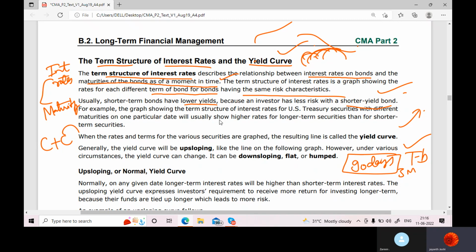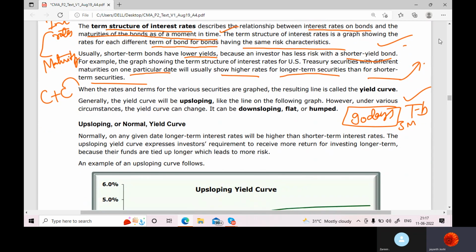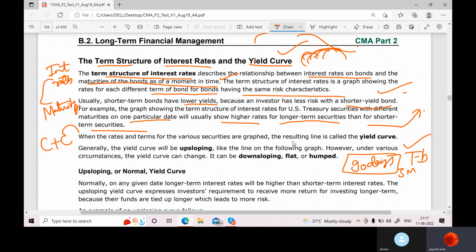The graph showing the term structure of interest rates for US Treasury securities with different maturities on one particular date will usually show higher rates for long-term securities than for short-term securities. It's a very easily understood fact. Why do we get higher rates of interest, or higher yields, on long-term securities? Because the term to maturity is for a longer period of time. It's a long-term bond, a lot of risk. Your money is with the borrower for a long period of time. Default risk can happen over a long period of time. Inflation can affect your returns over a long period of time. Hence, we cannot settle for a lower rate. We want higher rates. For short-duration bonds, or short-term maturity bonds, you get less return or less yield. It's an understood fact.